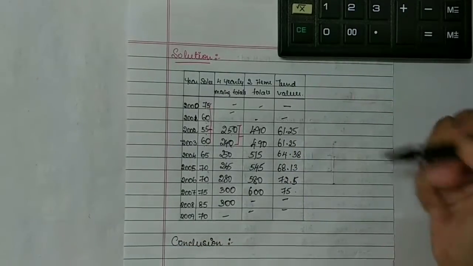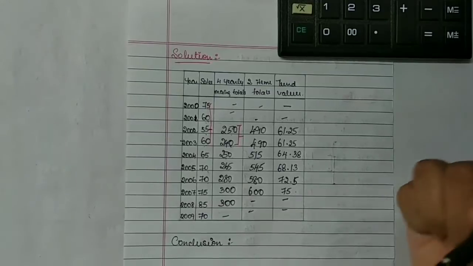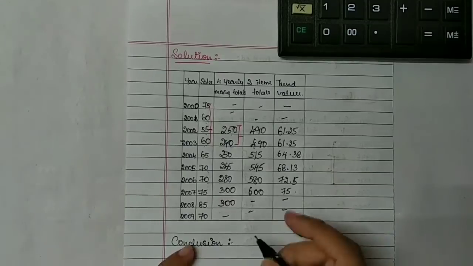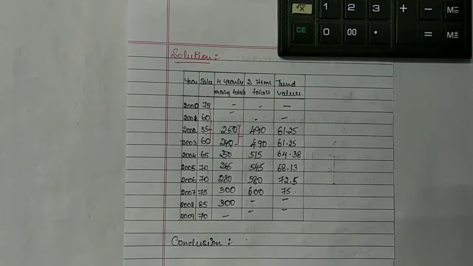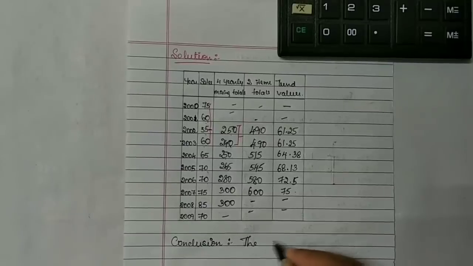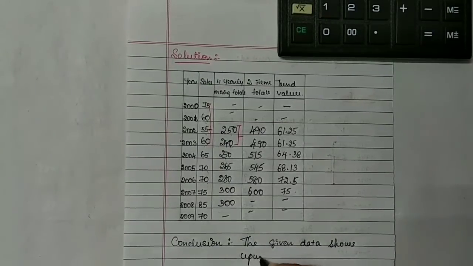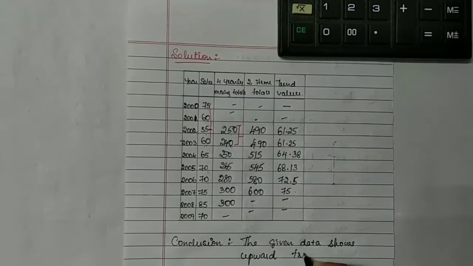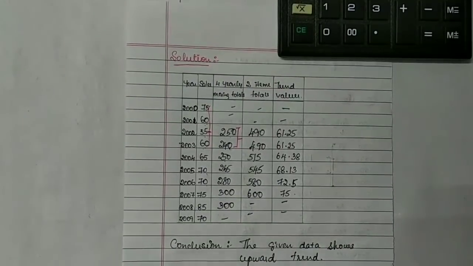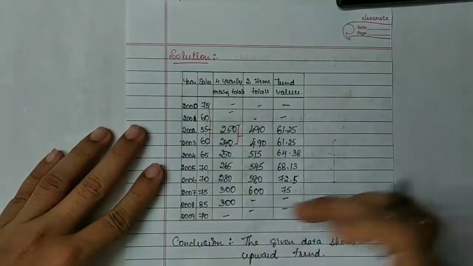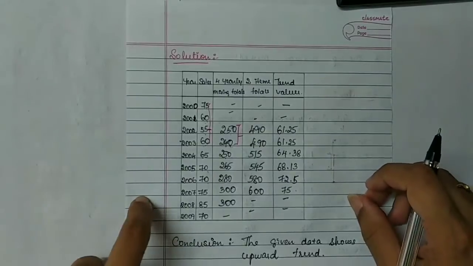By looking at these trend values, we can understand that the given data shows upward trend. So you have to write the conclusion as the given data shows upward trend. So that's it with the moving averages method with 4 moving years. I hope you understood this problem.